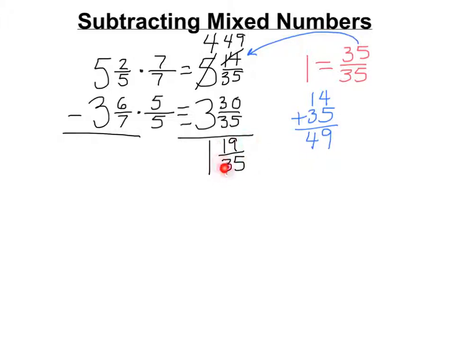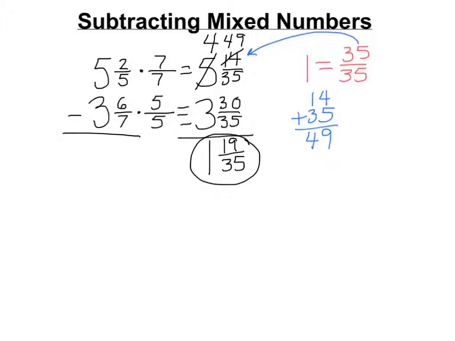Check to see if we can reduce our fraction. Well, we can't. For one thing, if we remember that 19 is a prime number, that means it can only be reduced by itself, and 19 does not go into 35. Therefore, my answer is 1 and 19 35ths.